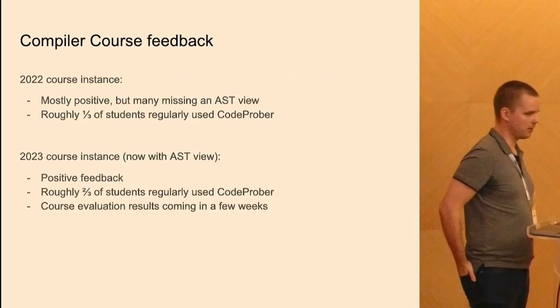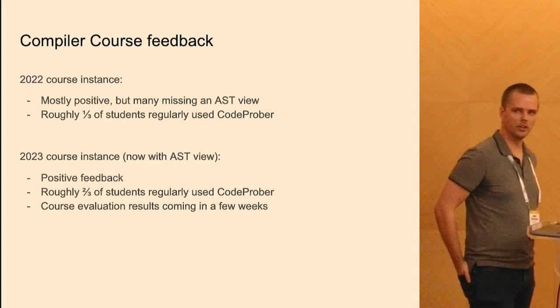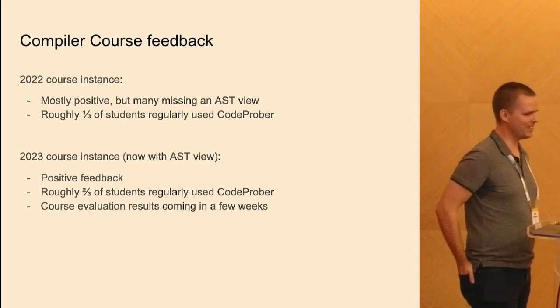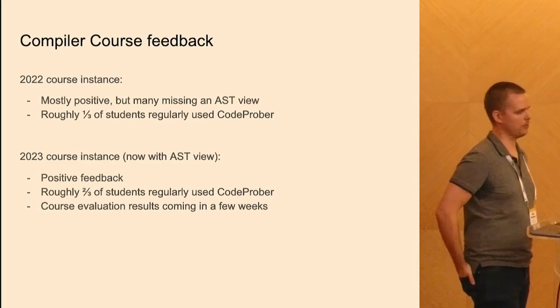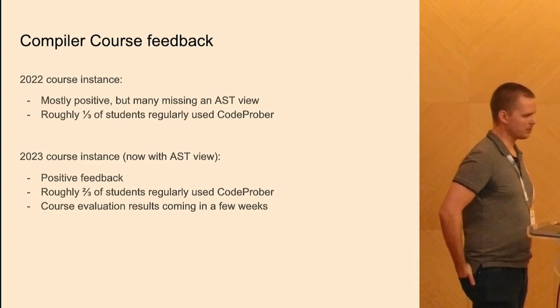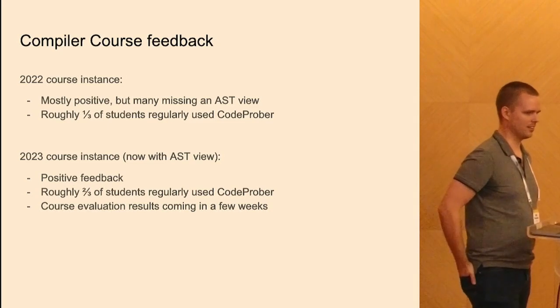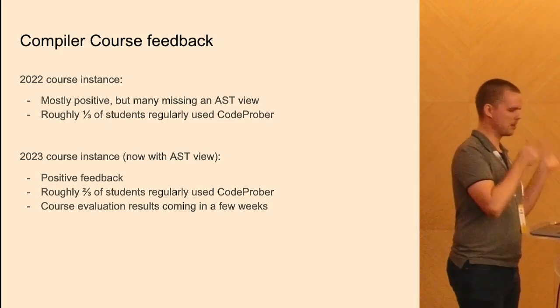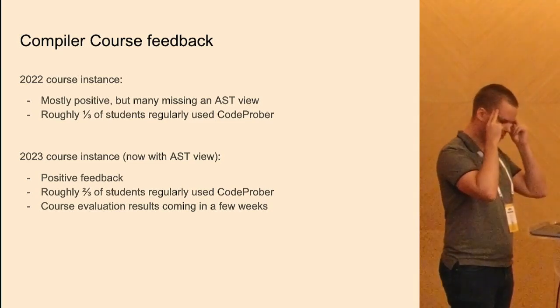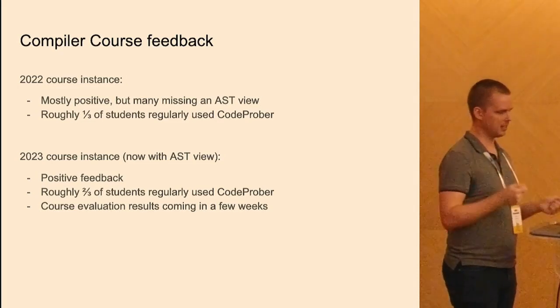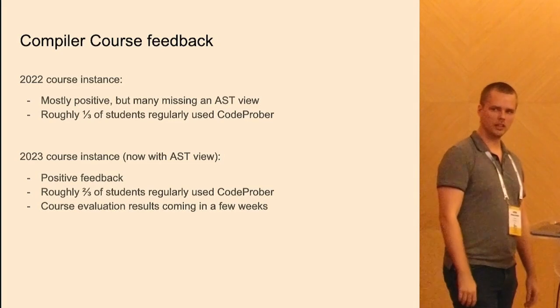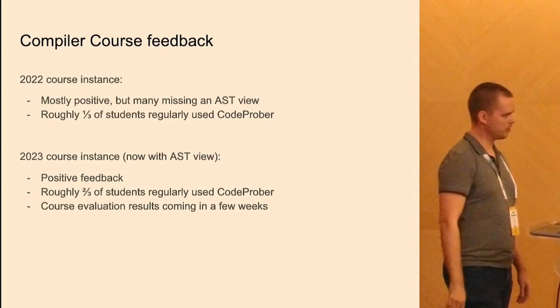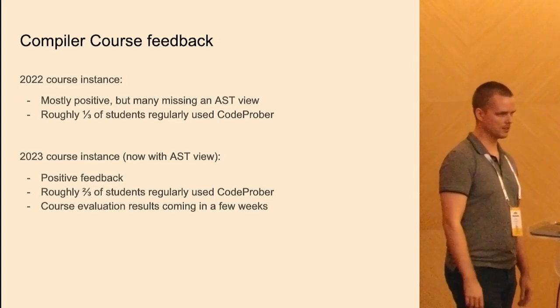The first year, CodeProber was quite new, so it didn't have that many features yet. We got mostly positive feedback. One common point of feedback from students was, I don't have a mental model of the AST. Like, I don't understand how source code maps to the AST, and then there's features on top of the AST. They would like to see the AST. So that's why we added the AST view that you saw in the demo. Roughly a third of the student groups regularly used CodeProber in the labs.